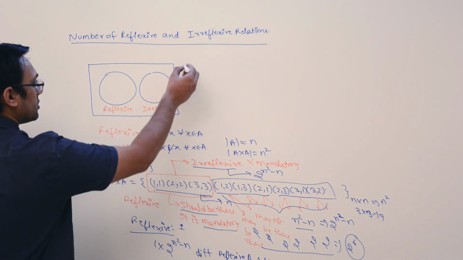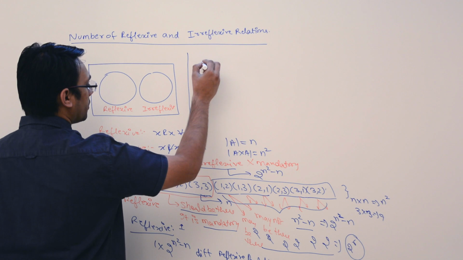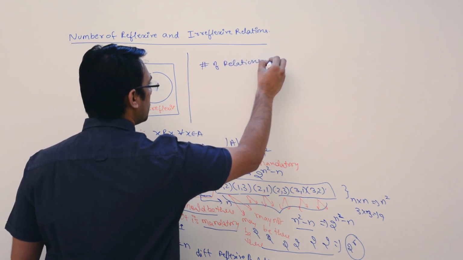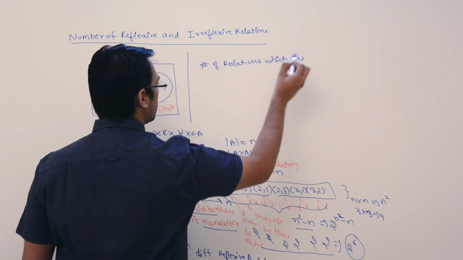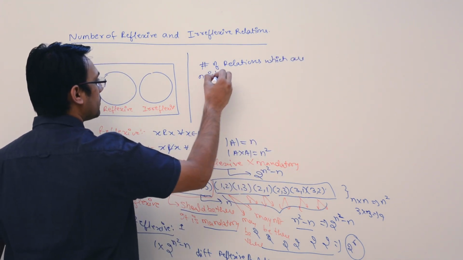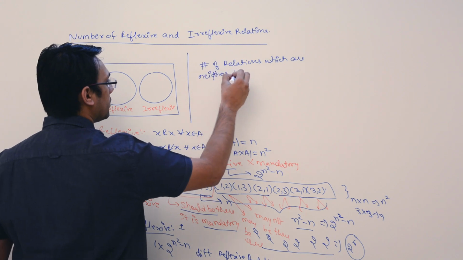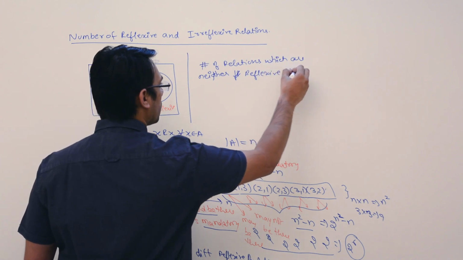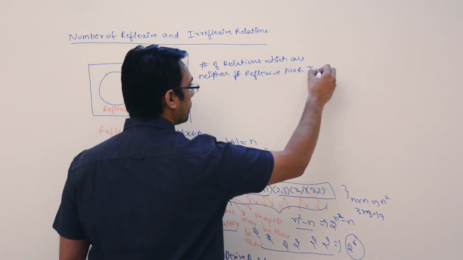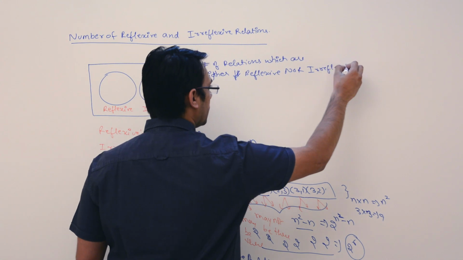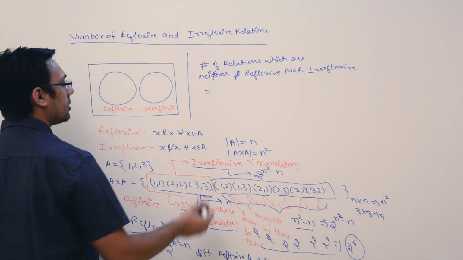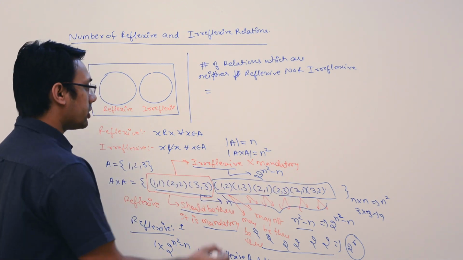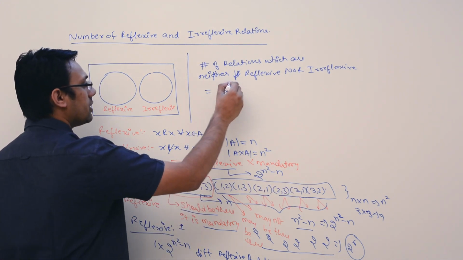Now let us look at the number of relations which are neither reflexive nor irreflexive. How many relations are there which are neither reflexive nor irreflexive? For that we have to check the total number of relations which are possible. So how many total relations are possible? 2 raised to power n square.